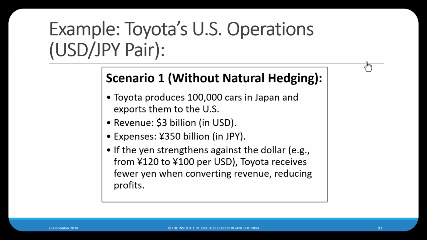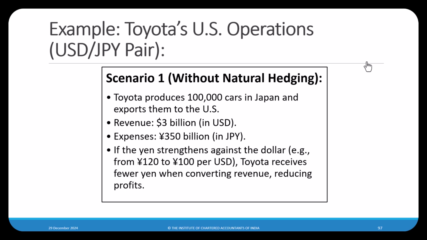Scenario 1, without natural hedging. Toyota produces 1 lakh cars in Japan and exports them to the US. So this is if they were manufacturing all the cars in Japan. So revenue was 3 billion US dollars and expenses were 350 million yen, okay? If the yen strengthens against the dollar, for example, from 120 to 100 per USD, Toyota will receive fewer yen when converting revenue, reducing profits.